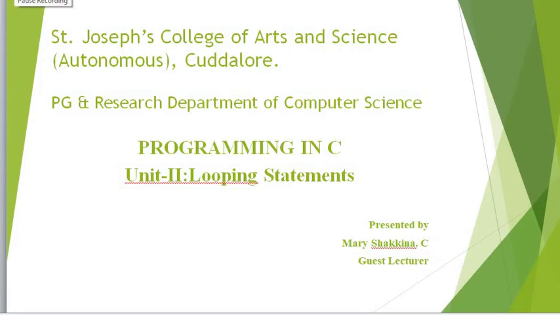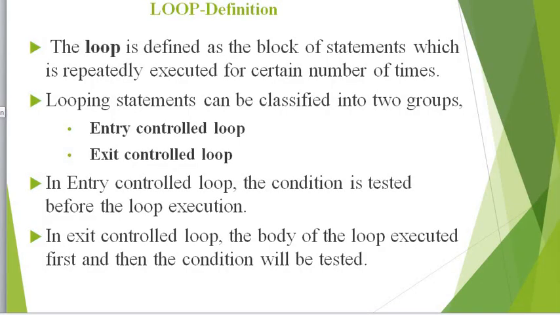In this video, I am going to discuss with you about the looping statements in C. First, let's see what is loop. The loop is defined as the block of statements which is repeatedly executed for certain number of times. That is, the loop is nothing but the set of statements which will be repeated continuously until a particular number of times. That is called as loop.